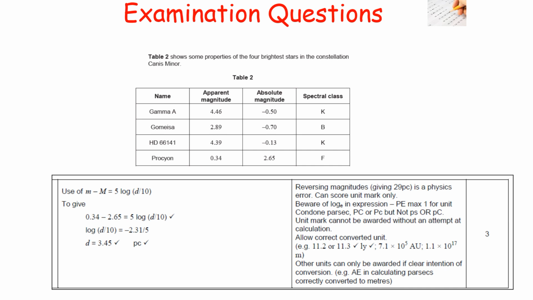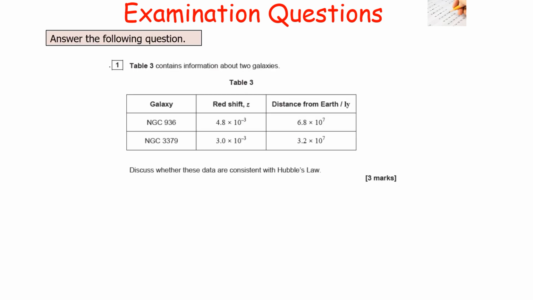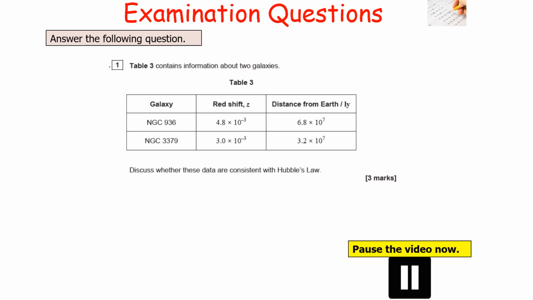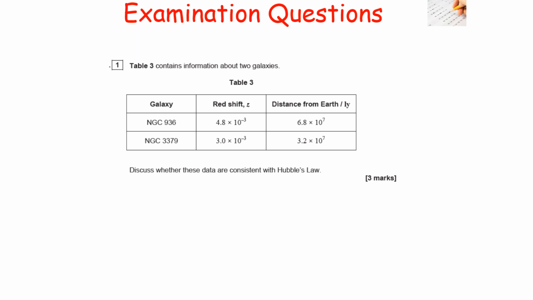The next question says, if you look, table 3 contains information about 2 galaxies, NGC 396 and NGC 3379. Discuss whether this data is consistent with Hubble's law. So pause the video now, then unpause the video when you want to go through your answer. Right, so how can you prove if something is consistent with Hubble's law?